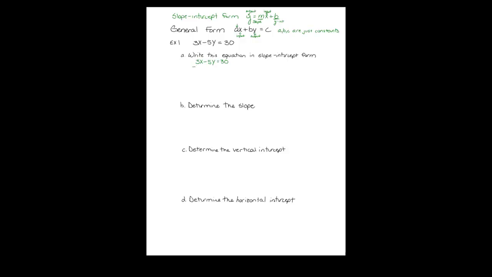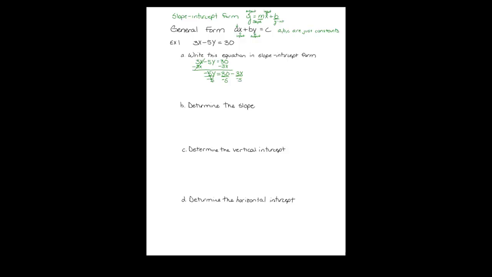So I'm going to start by subtracting 3x from both sides. 3x minus 3x goes away, and we're left on the left-hand side with negative 5y equals 30 minus 3x. Those are not like terms, so you can't combine them. I'm just going to write them out on the same line. So 30 minus 3x. And then we have to divide out this negative 5. So we have to divide everything on the right-hand side by negative 5.